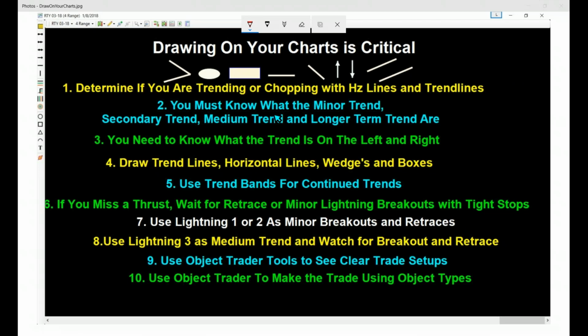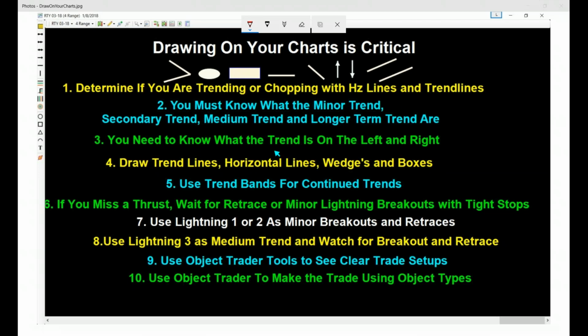And number two, you must know what the minor trend, secondary trend, medium trend, and longer term trend are. To give an example, in the room today I gave several areas where we were going to hit our head on crude oil and also ES. And if you looked when we left the room, oil hit its head right where I said it would, at 55. So if you draw on your charts, you're going to get these trades and make some really fine money as far as that goes too.